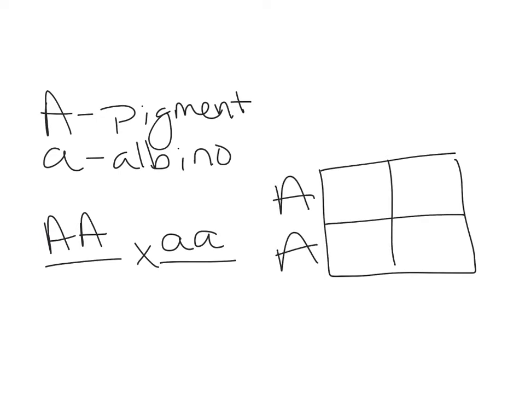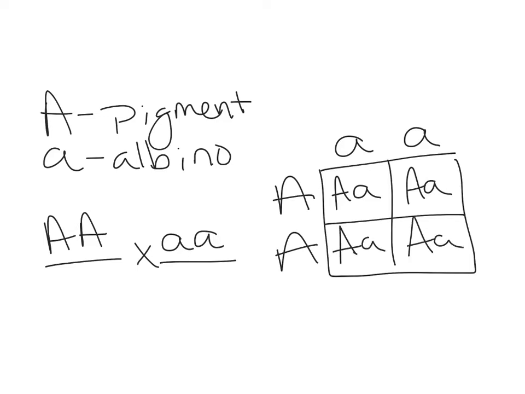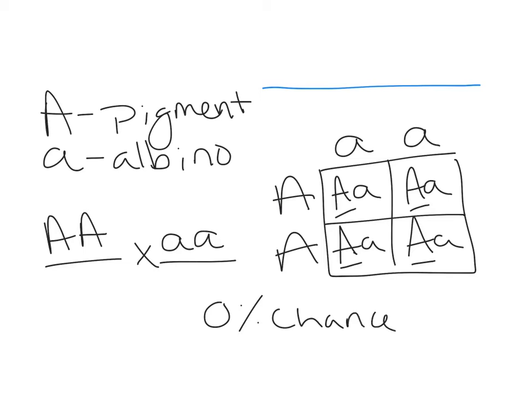First parent is big A, second parent is little a, little a. We fill in the box with one allele from each parent. Then we go back and figure out what this problem is asking. So we're asking, will they yield an albino offspring? If we look at our box, all of these are big A, little a, heterozygous, and as long as there is a copy of the dominant allele, these giraffes will have pigmentation. So there's a 0% chance of having an albino baby.